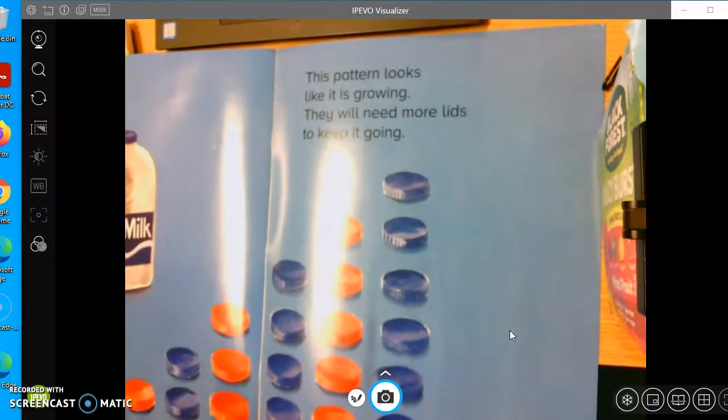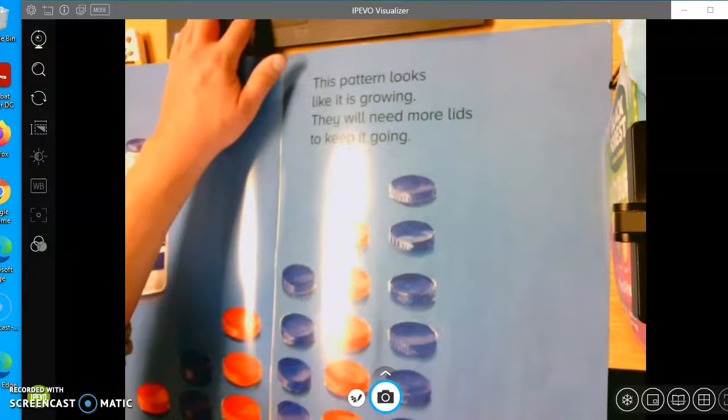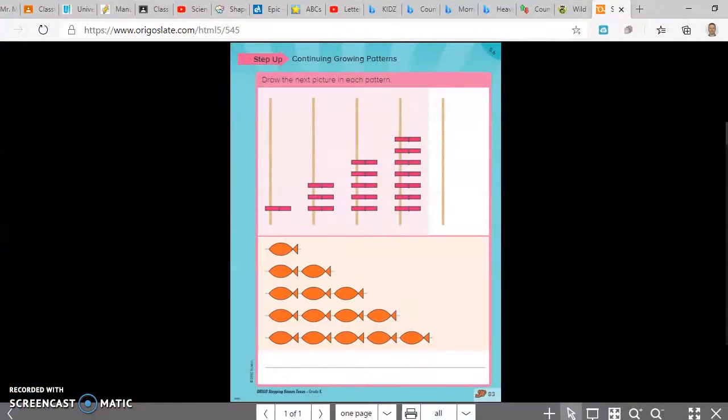Alright, so now we're going to take a look at our Stepping Stones book, page 83. And here is some work on continuing growing patterns. It says, draw the next picture in each pattern. So the first one we see here is 1, and there's how many next? It doesn't change color, but there's, is it 2? Can you subitize these? It's not 2, it's 3.